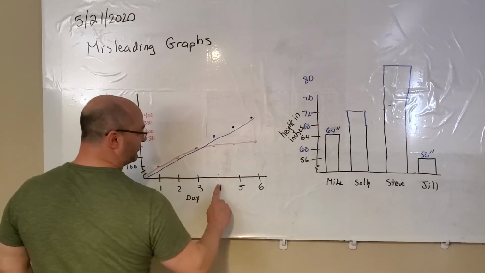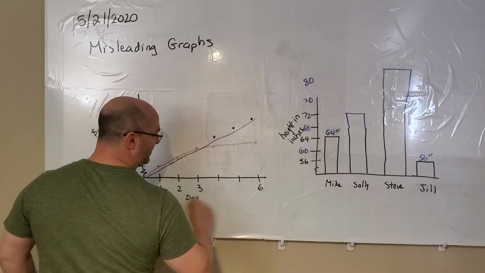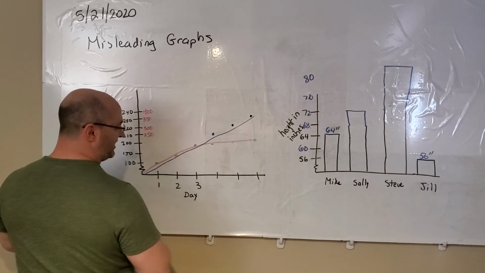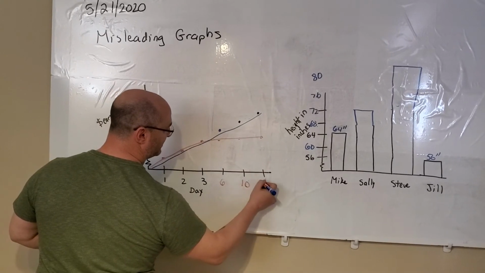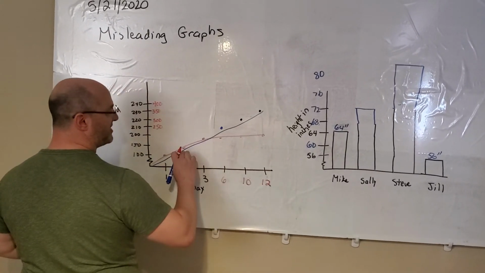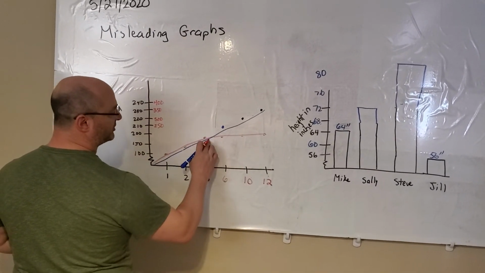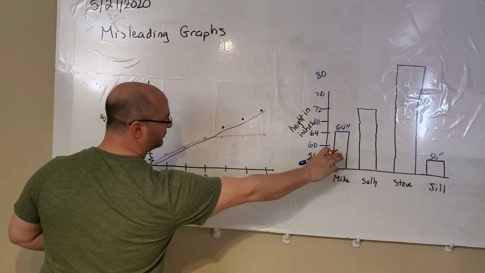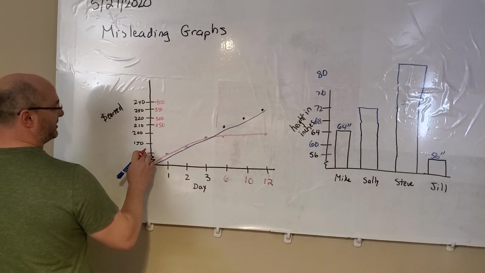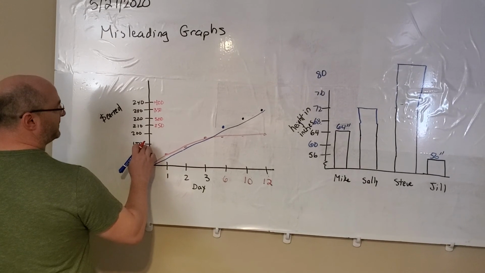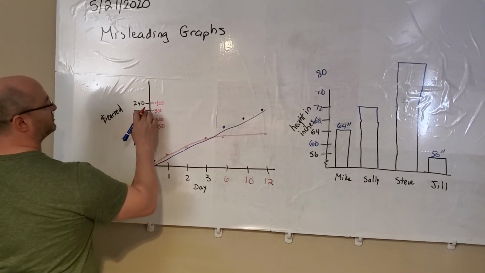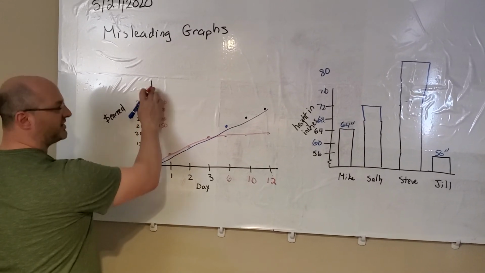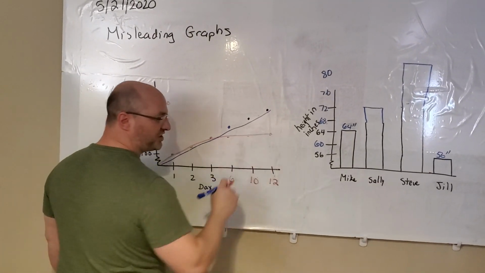I could have also been really evil and changed this to be day 3, day 6, day 10, day 12. And not only would it be going up on a curve, but this curve would be a lot flatter. I could have made this going 100, 150, 200, 300, 400, 600, 1,000, which made it look like there was no change whatsoever.